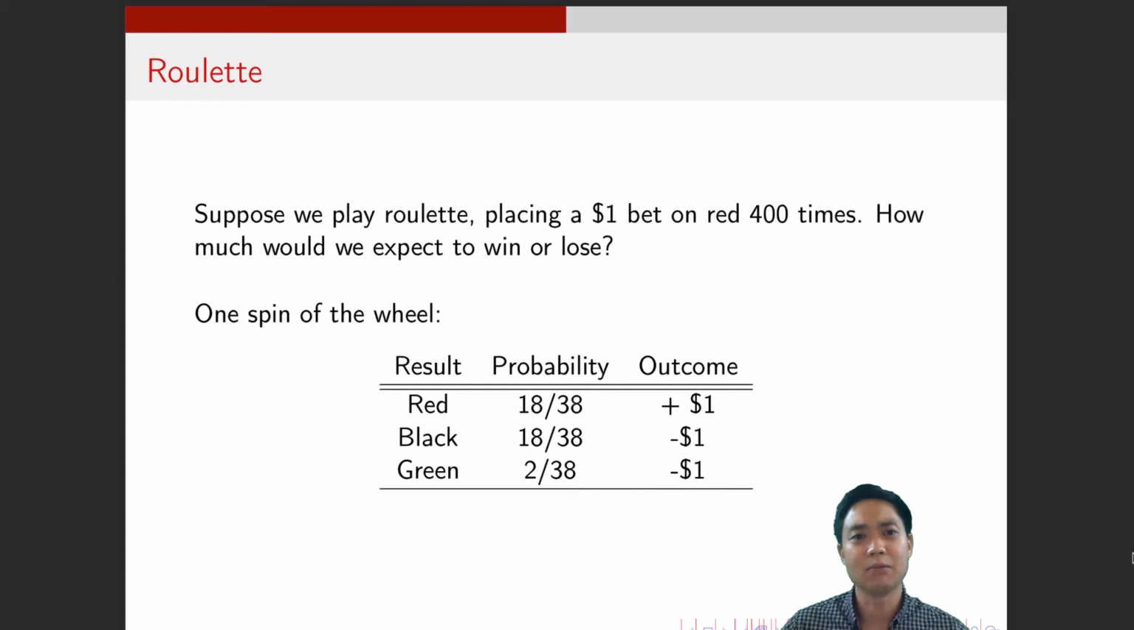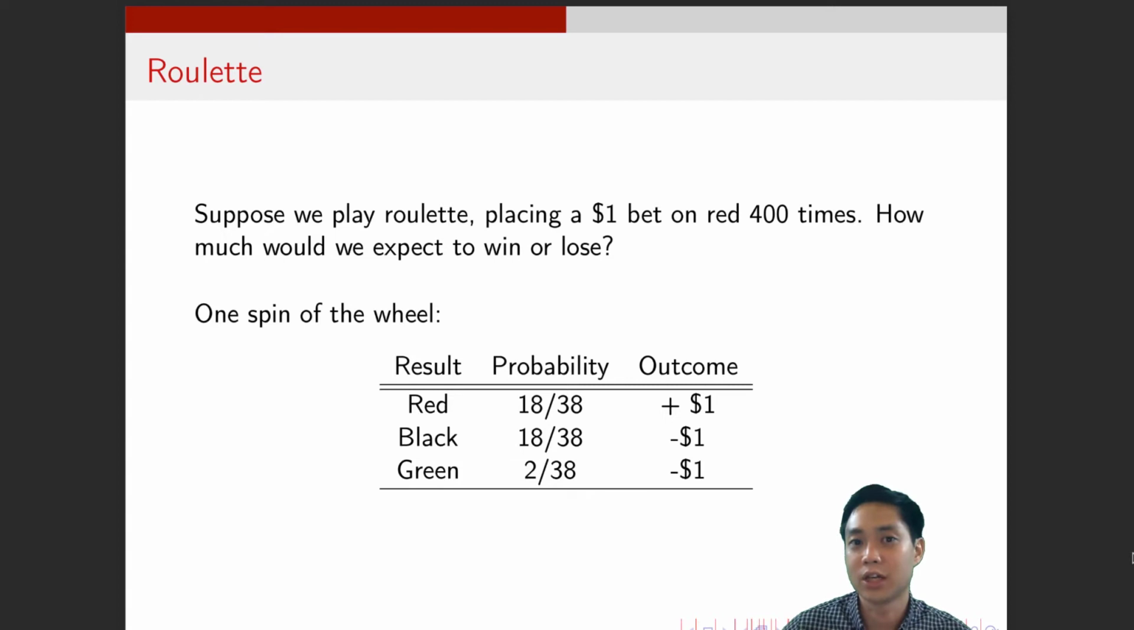We're looking at a roulette game where we're placing a $1 bet on red 400 times. Basically our question is, how much would we expect to win or lose? Here's a quick primer on how roulette works. There are 18 red spaces, 18 black spaces, and 2 green spaces. Assuming each is equally likely, we win $1 if the ball lands on the red space. We lose $1 on any other outcome.